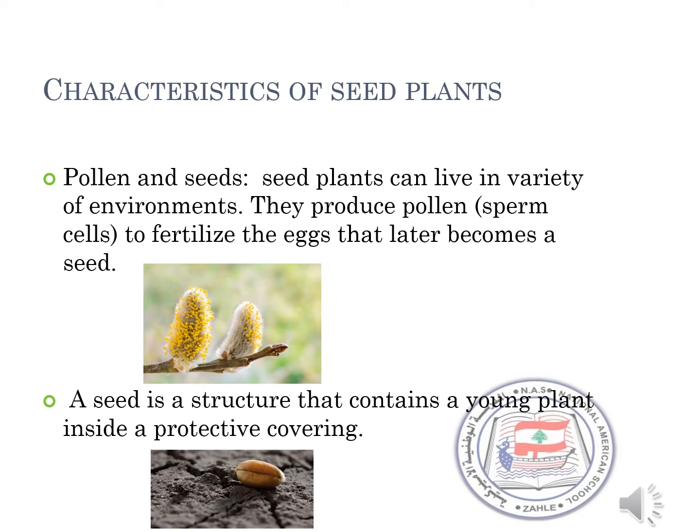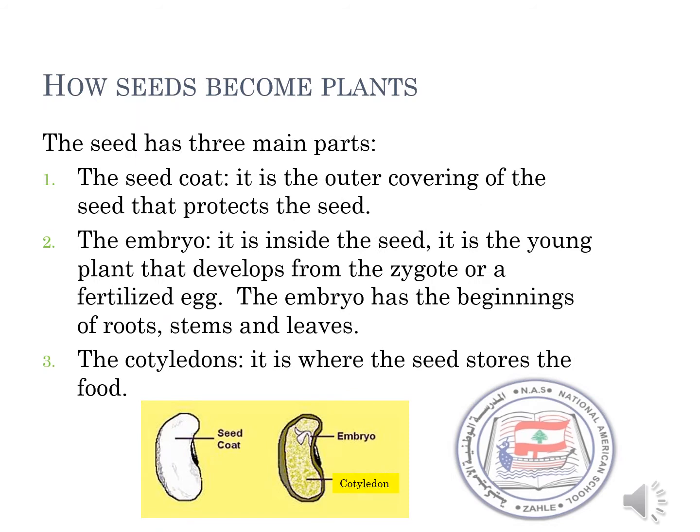Pollen and seeds. Seed plants can live in a variety of environments. They produce pollen, which are the sperm cells, to fertilize the eggs that later become a seed. A seed is a structure that contains a young plant inside a protective covering. How do seeds become plants? The seed has three major parts.